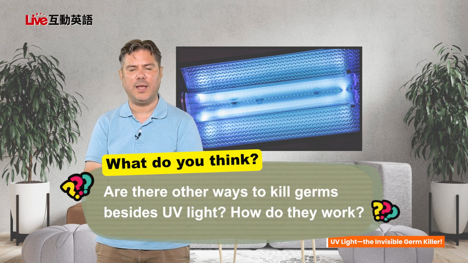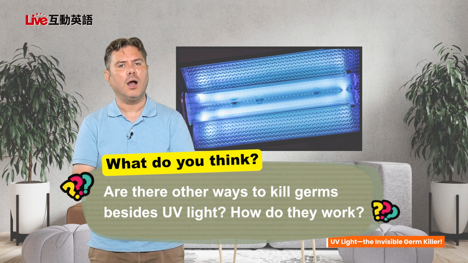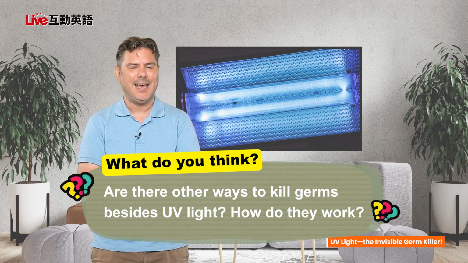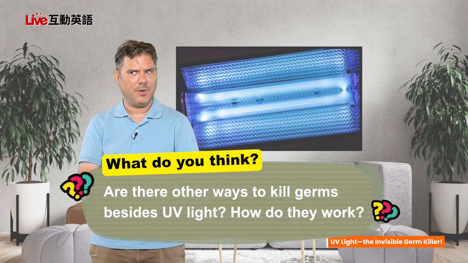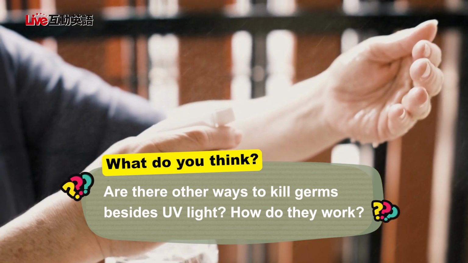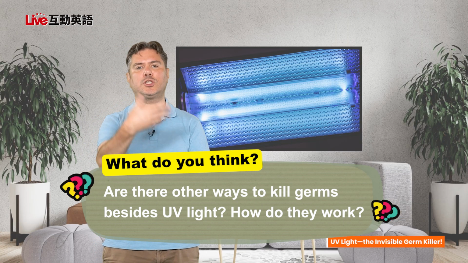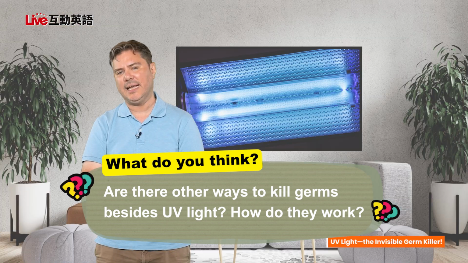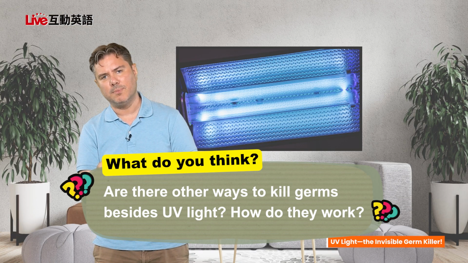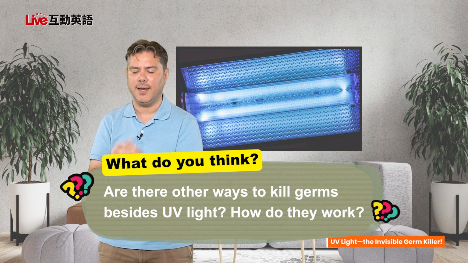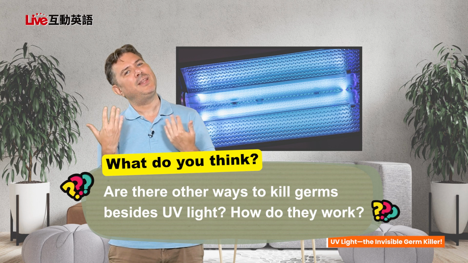What do you think? We have a what do you think question. Are there other ways to kill germs besides UV light? How do they work? We mentioned it earlier in the article. Psh, psh, psh. Washy, washy, washy. Yeah. Soap is also an effective weapon against germs as they break apart the germs and wash them away from your body and they keep you nice and clean, and your hands smell like flowers.